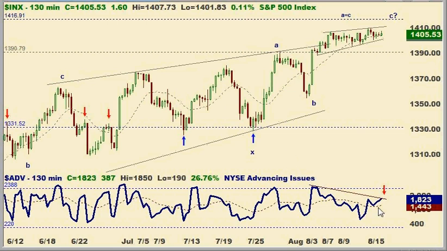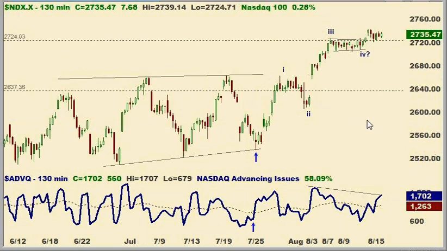And we have a negative breadth divergence basis the New York Stock Exchange advancing issues. They're making a lower peak so far, even though the market has edged higher on weak momentum. Nasdaq, possible 5 waves up. Again, this would count more as a classic ABC rather than the XYZ, if you will.